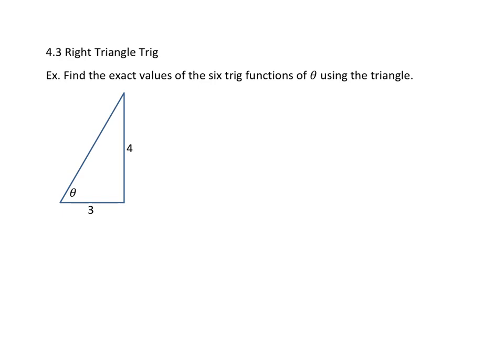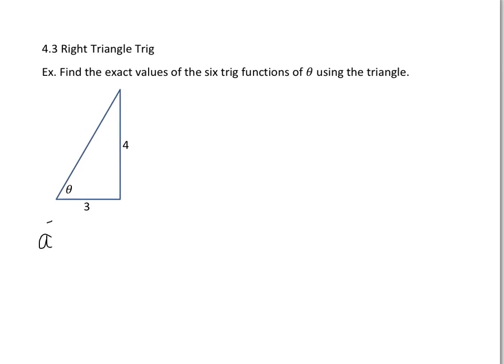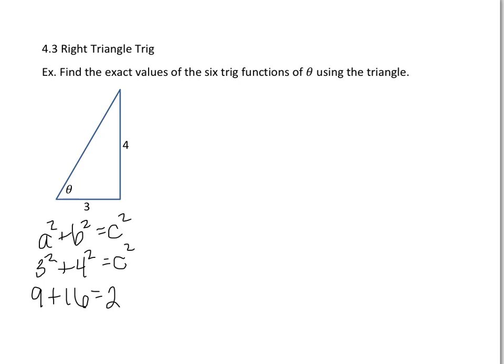Okay, we're going to apply some more right triangle trig, which is what we've been doing. Find the exact values of the 6 functions of theta using the triangle. Well, first we're going to need the hypotenuse. Remember your Pythagorean theorem: a squared plus b squared equals c squared. 3 squared plus 4 squared equals c squared. So that's 9 plus 16, which is 25. If that equals c squared, then c must equal 5.